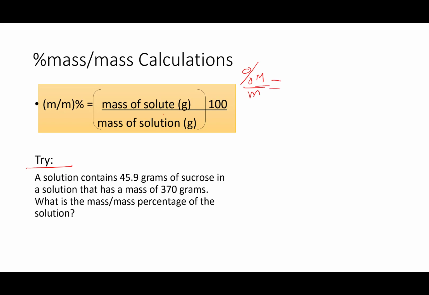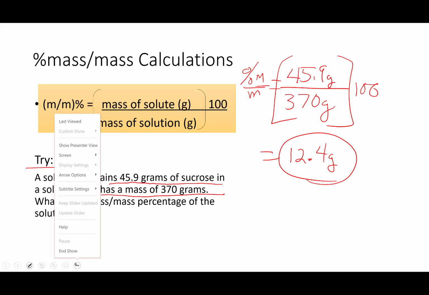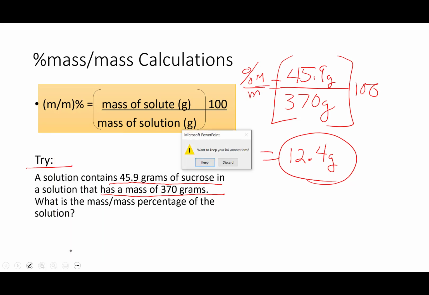So, solute. The solution contains 45.9 grams of sucrose. That's my part. 45.9 grams of sucrose in a solution that has a total mass of 370 grams. So my part divided by the whole times 100. I've got 3 figures divided by 3 figures, and I ended up with 12.4 percent. Those aren't so bad, are they? No, you can do these. All right, we'll come back next time, and we're going to do some different calculations of concentrations that are not any more complicated.